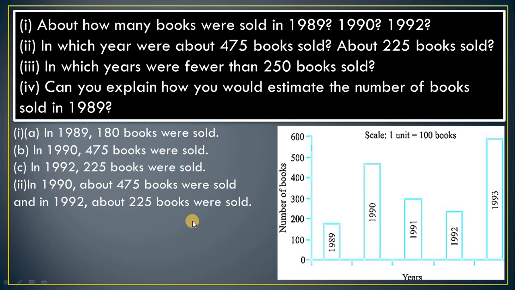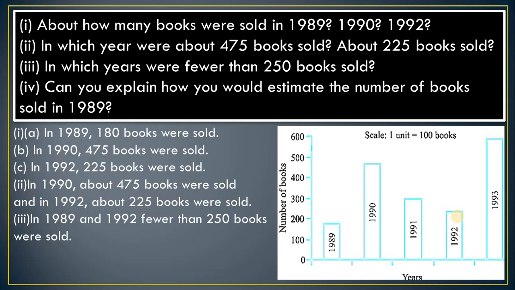The next question is: in which year were fewer than 250 books sold? So less than 250. They are asking for fewer than 250. So in 1989 and 1992, that is, these 2 years correctly, fewer than 250 books were sold.